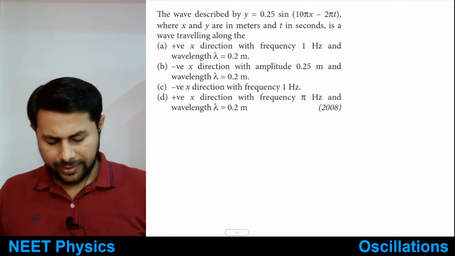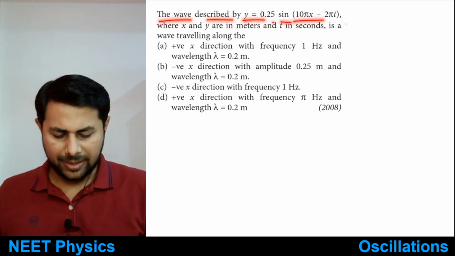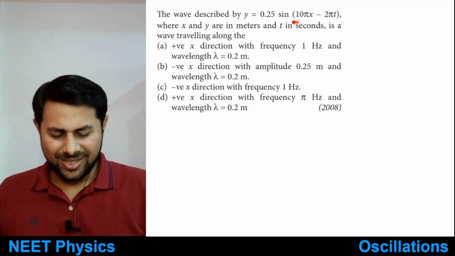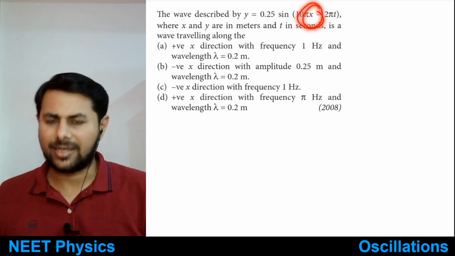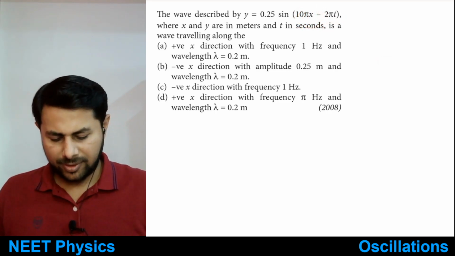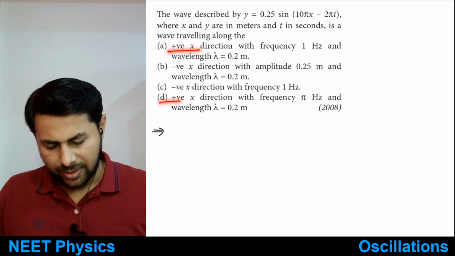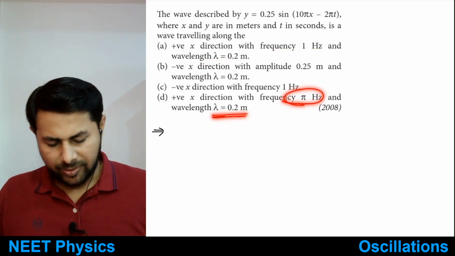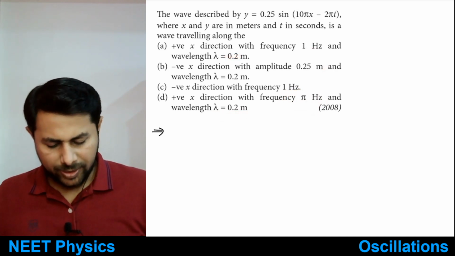Okay, then let's see the next one. The wave described by y is equal to 0.25 sine of 10 pi x minus 2 pi t, where x and y are in meters and t in seconds, is a wave traveling along the. Okay, so there is a negative sign, so the position and time terms have unequal signs. That means it is traveling in positive x direction. Positive x direction, right? So it's option A or option D. But then they say the frequency is 1 hertz and wavelength is 0.2 meters. Frequency is pi hertz and wavelength is 0.2. So wavelength is the same here. That means you need to check the frequency, right? So either option A or D. So let's check the frequency.